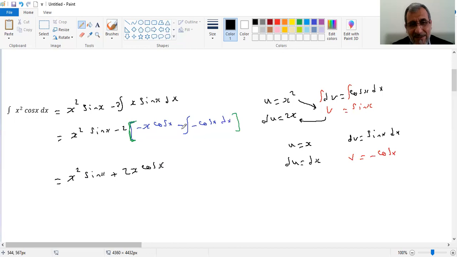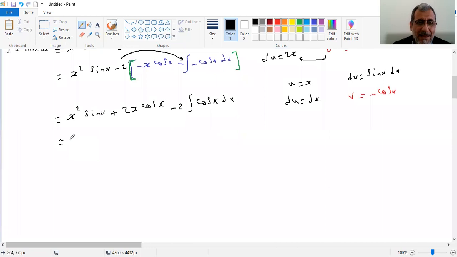And here we have negative times positive, multiplied by -2 will be negative, so we minus 2 times the integral of cosine x dx. Equal to x squared sine x plus 2x cosine x, the integral of cosine is sine, minus 2 sine x plus c. See, this is the answer, this is the solution.